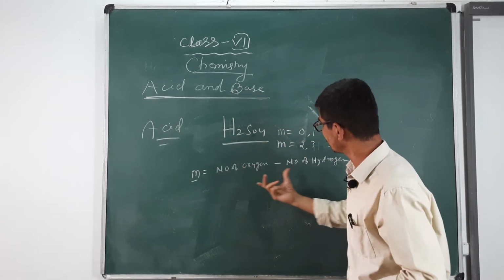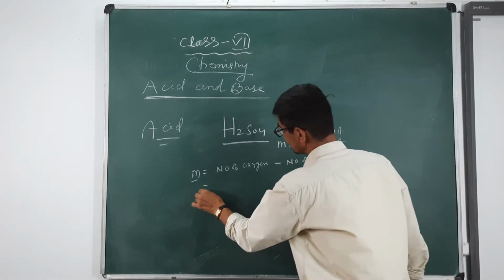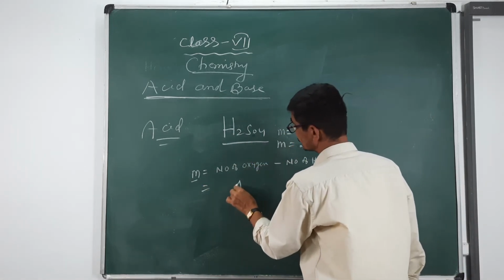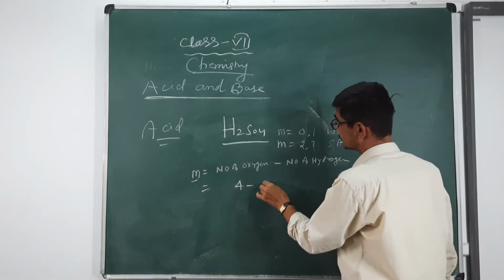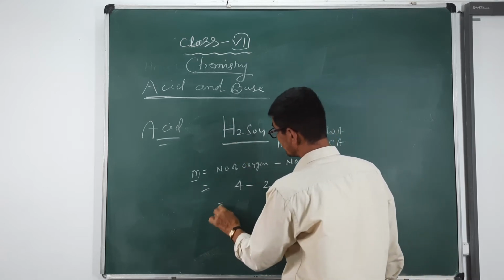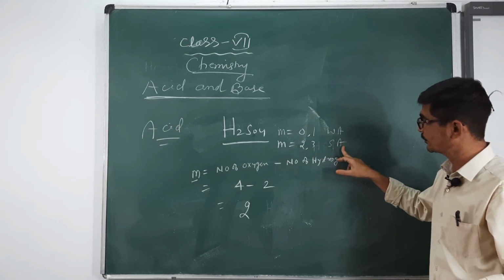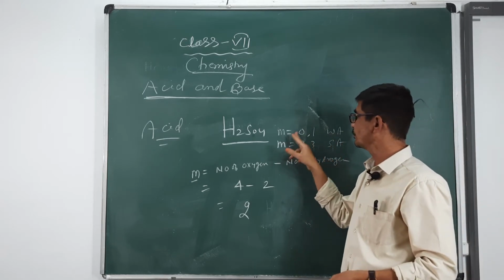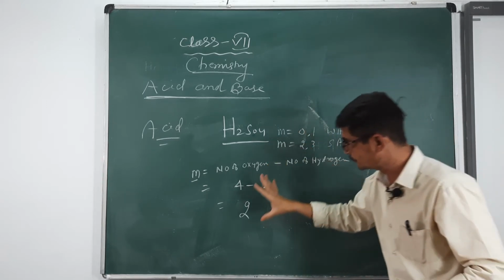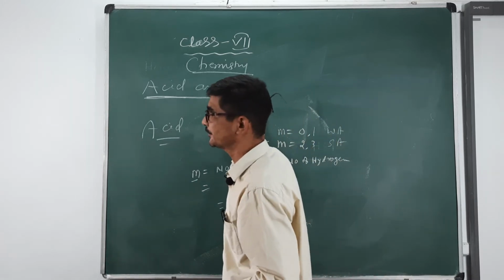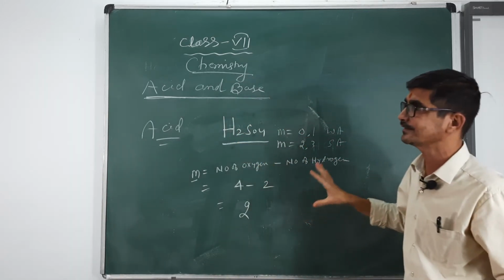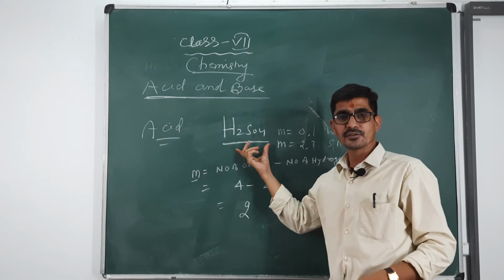At first, you calculate the value of M here. In the case of sulfuric acid, the number of oxygen is 4 and the number of hydrogen is 2. So the difference is 2. If we get the value of either 2 or 3, they are called strong acids. If we get a value of either 0 or 1, they are called weak acids. So we get a value of 2 in the case of sulfuric acid. Based on this concept, we can say that it is a strong acid.